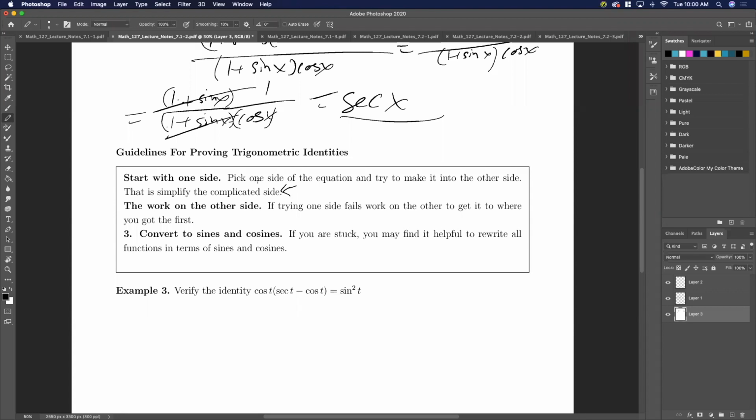Let me go back. Let me start at the top. So in proving these Pythagorean identities, start with one side. So here, let's just say with this example right here, I'm going to pick the more complicated side. I'm going to work on this side as much as I can to make it look like sine of t. If that fails me, I'm going to mess with sine squared of t to try to make it look like whatever I moved forward. Sometimes you don't move it forward. If you're just completely stuck, it's always helpful to write everything in terms of sine and cosine. That way you only mess with one term, okay? So that's how we're going to do these Pythagorean identities.